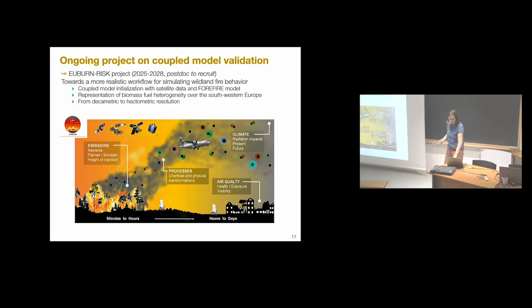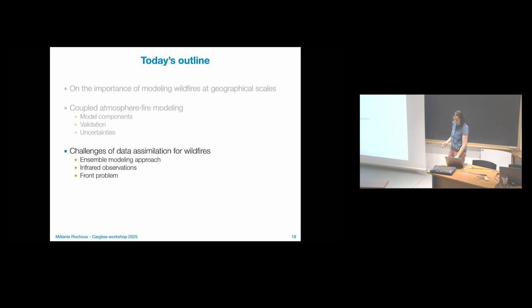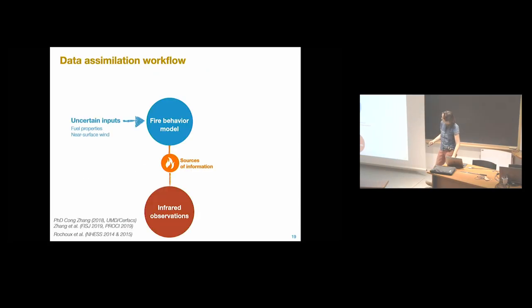Okay. So all this is our work to better understand what we need as components in the atmospheric fire models, and the validation is an important part. But actually, when we go towards data assimilation, you really want to integrate all the information in a given workflow.